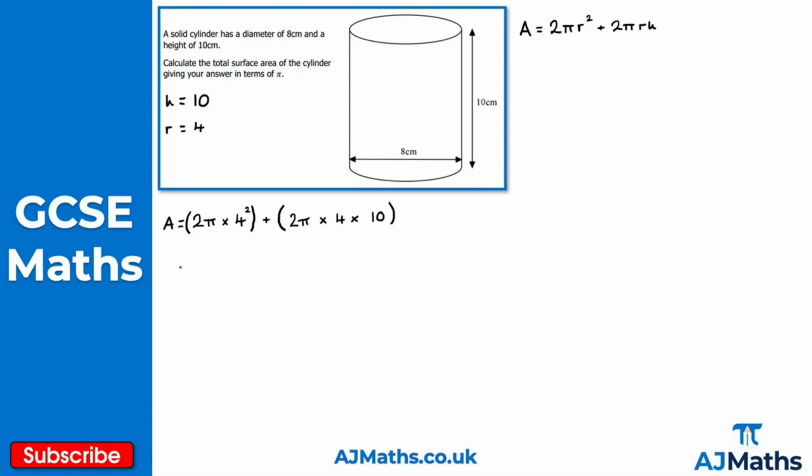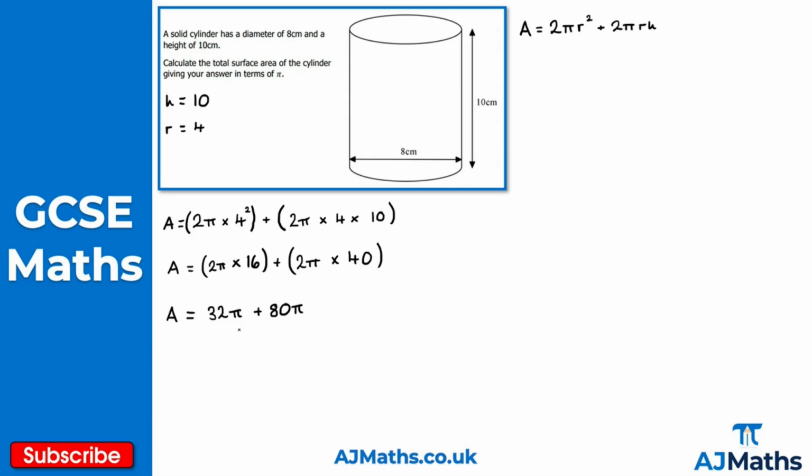So for the first bracket here, what we've got then is 2 pi times 4 squared. What I'm going to get then is 2 pi times 16. We'll simplify that in a moment. And then with this bracket here, well, 4 times 10 would be 40. So I've got 2 pi times 40. Again, we just keep simplifying here. A is now going to be equal to 2 pi times 16. So that would be 32 pi. We get 32 pi there. And then for 2 pi times 40, that would give me 80 pi. We get 80 pi there.